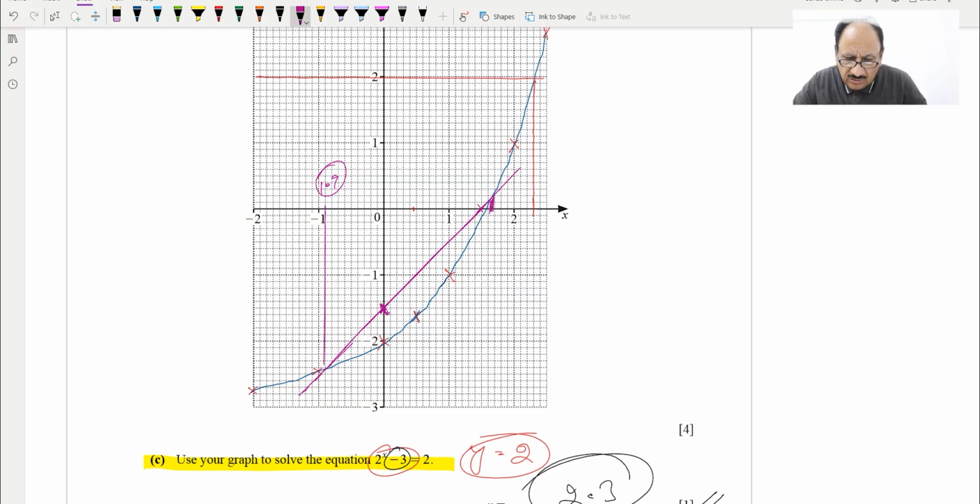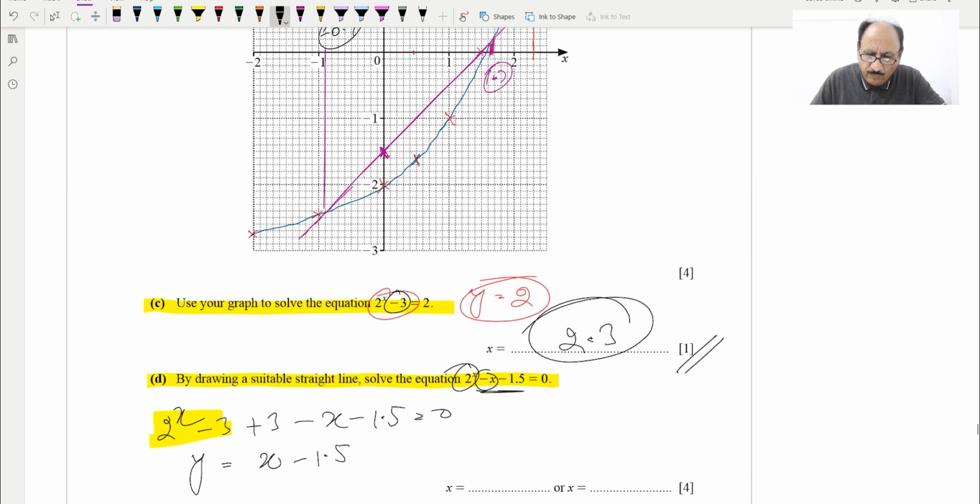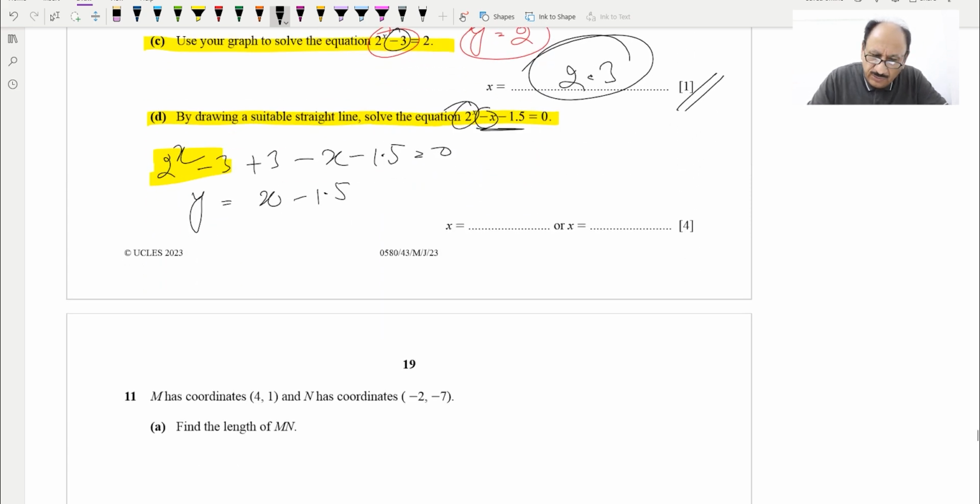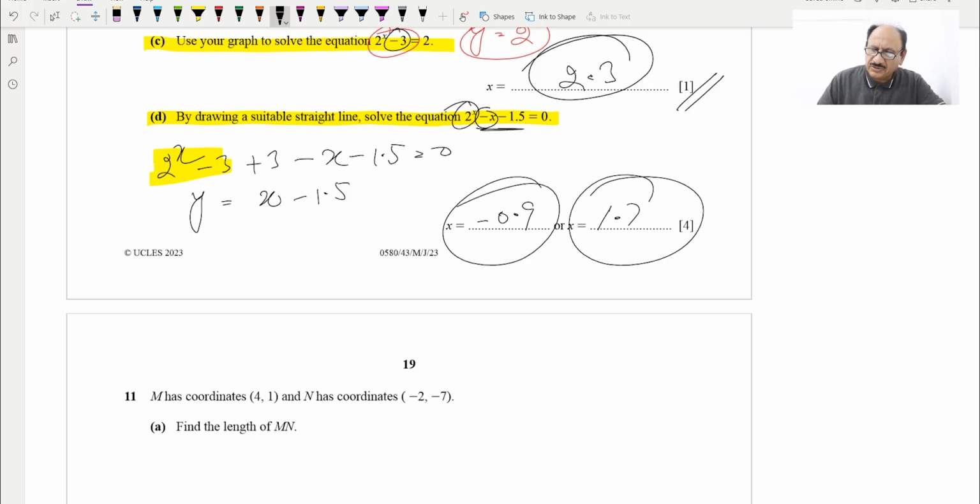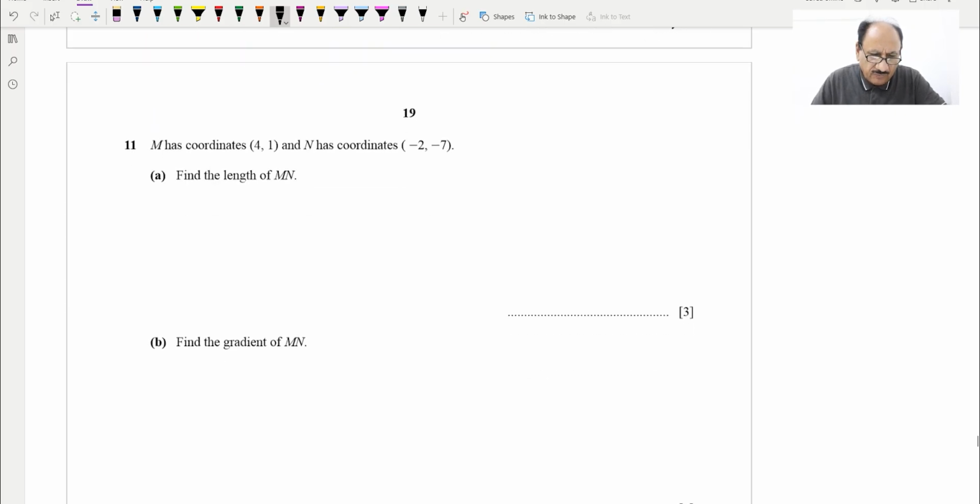So the first value will be this one, and if we check the reference from this side, this is basically 1.7. It's not 1.9, basically it's minus 0.9 and 1.7. So our answer will be minus 0.9 and 1.7. Maybe you will get minus 1 and 1.8 or 1.6 like that. That will also be correct. So this is a 4-mark question which we have done.